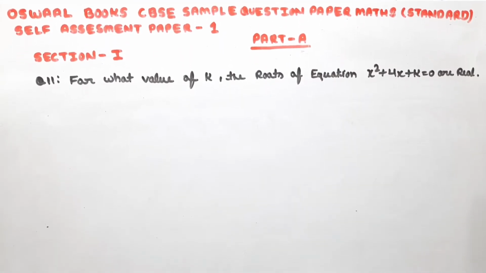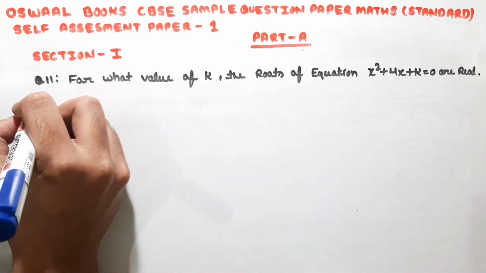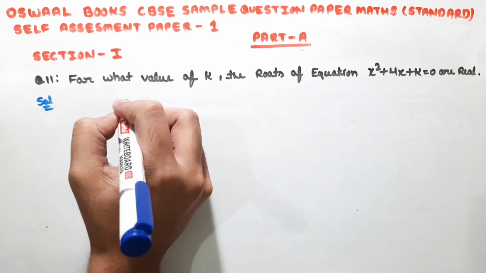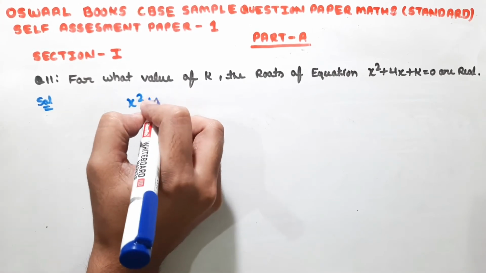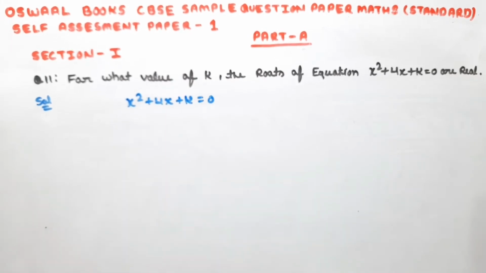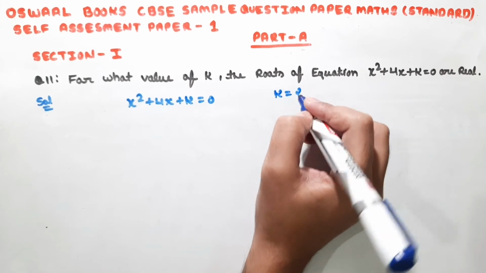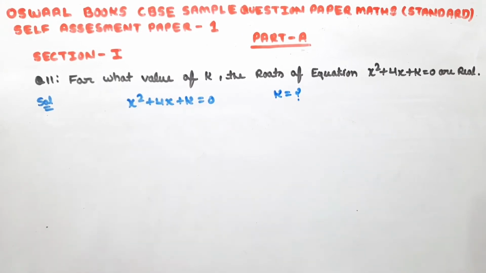Question number 11, for what value of k the roots of equation x square plus 4x plus k equals 0 are real. In this problem, we have been given a quadratic equation x square plus 4x plus k equals 0. We have to find the value of k for which the roots of the given equation are real.